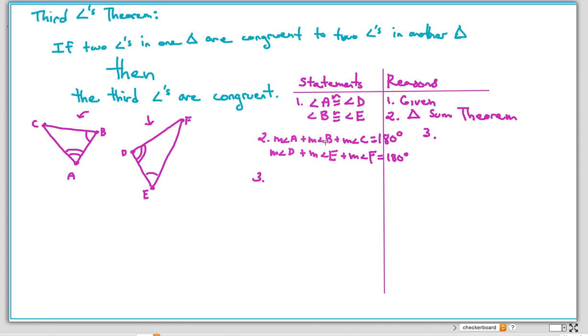So, I have the measure of A plus the measure of B plus the measure of C is equal to 180, and I also have the measure of D plus the measure of E plus the measure of F is equal to 180. That means that this here is equal to this here. So I just set them equal to each other, and that's substitution. So the measure of A plus the measure of B plus the measure of C equals the measure of D plus the measure of E plus the measure of F. And that's just substitution.